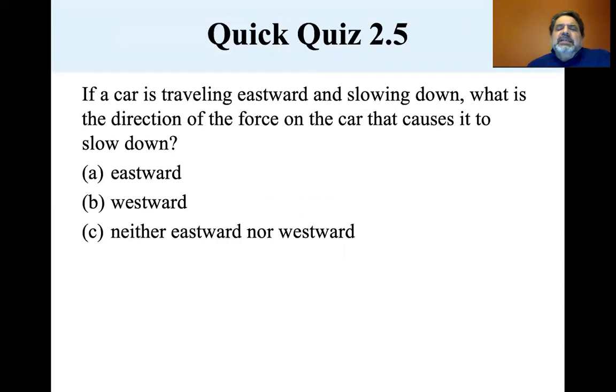Now, if a car is traveling eastward and slowing down, what is the direction of the force on the car that causes it to slow down? So if it's traveling eastward, I'm just picking east in this direction.